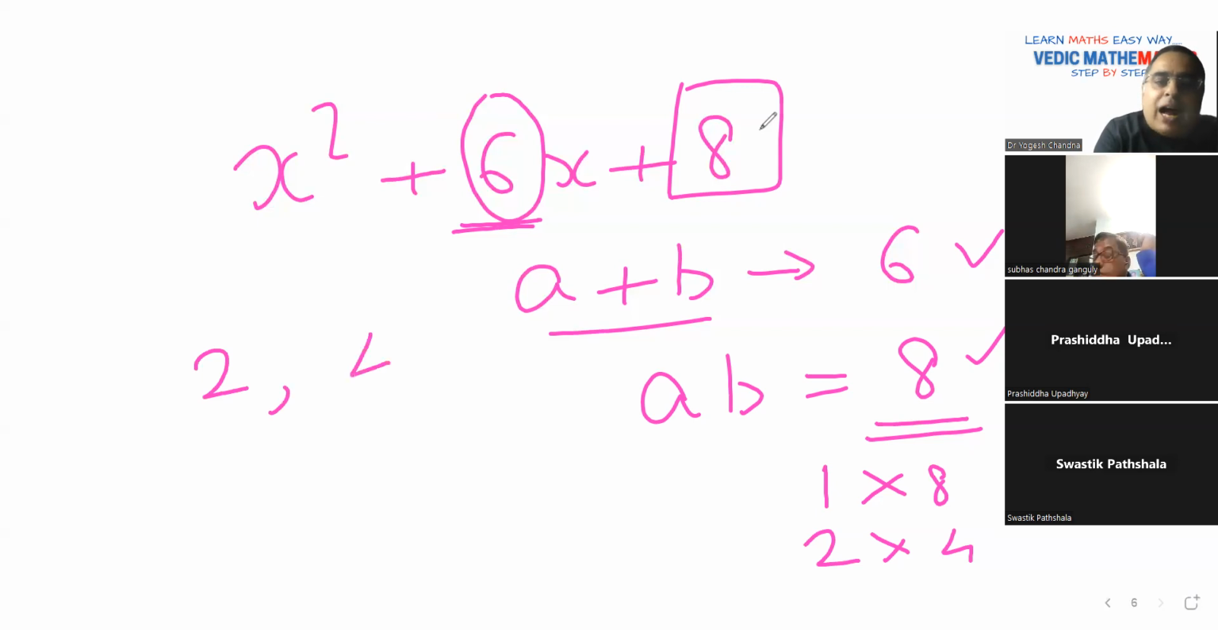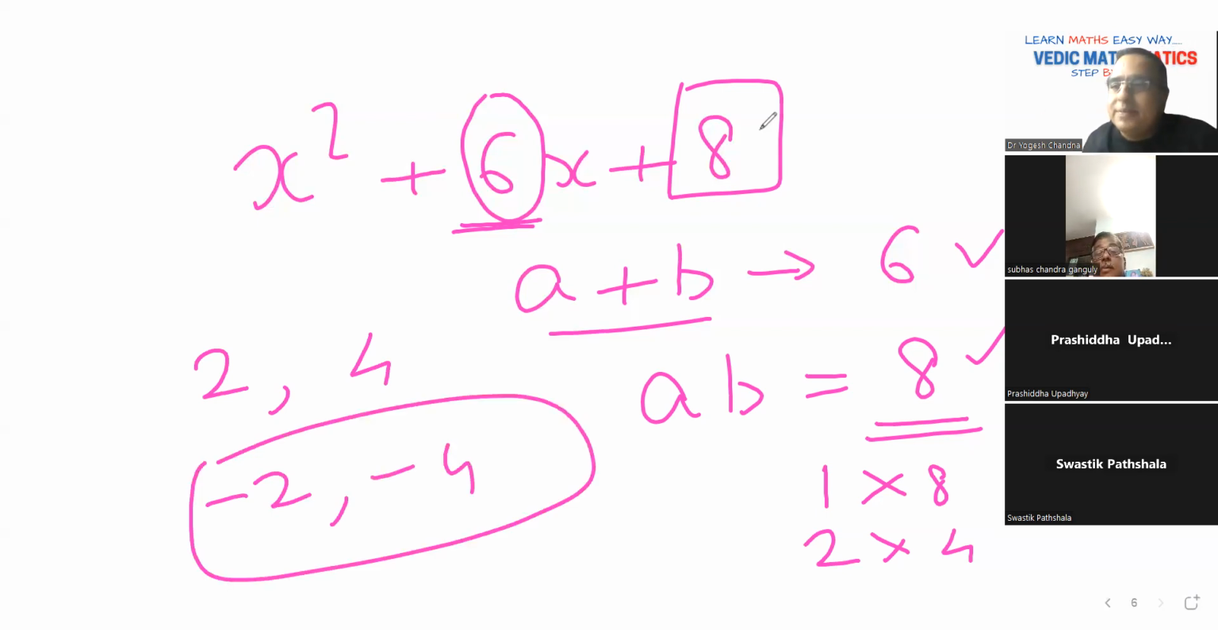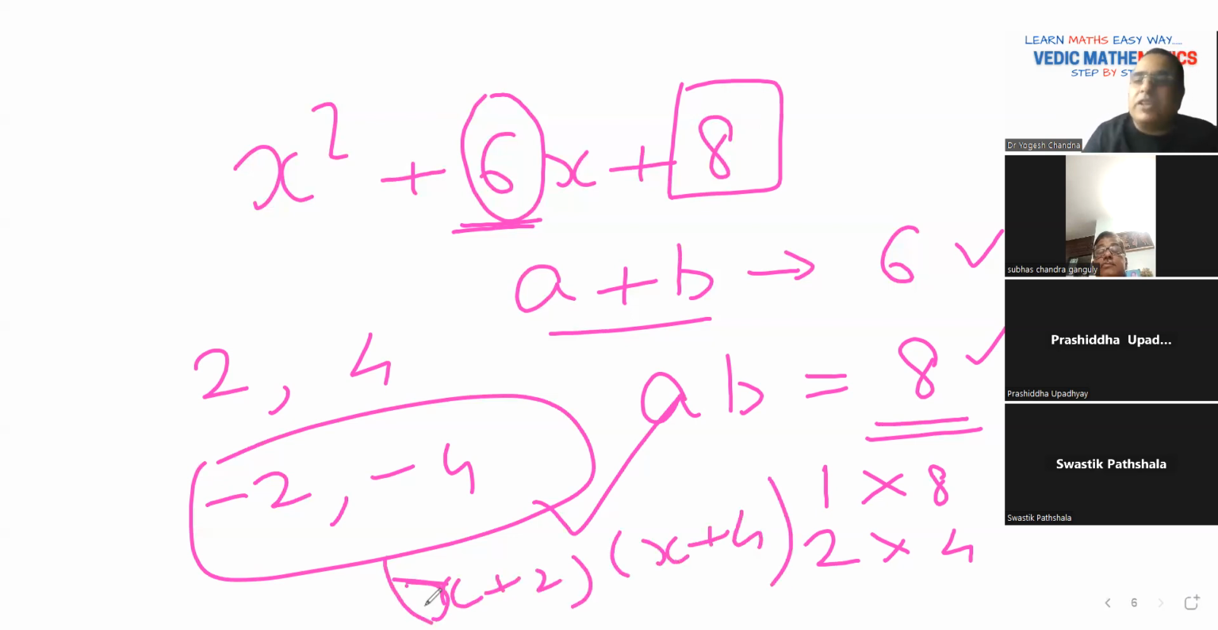So 2 and 4 are the factors, the required parameters. To get the factors, just reverse the sign. So these are your answers. You need not do anything. Or these are the roots. If you want to write the factors, so x plus 2 and x plus 4 are the factors of this equation.